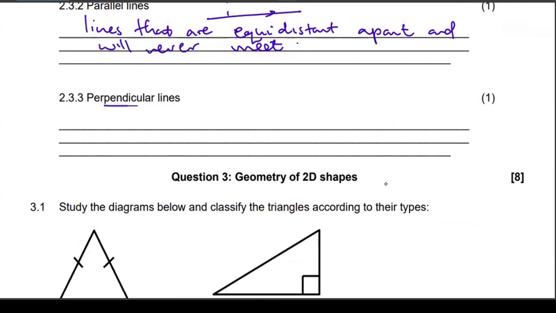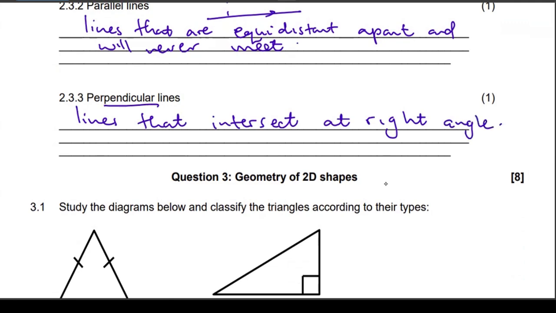Perpendicular lines, we are saying that these are lines that intersect at right angles, or at a right angle. Or someone can say lines that intersect at 90 degrees. Those are perpendicular lines. Normally we use that symbol as well.